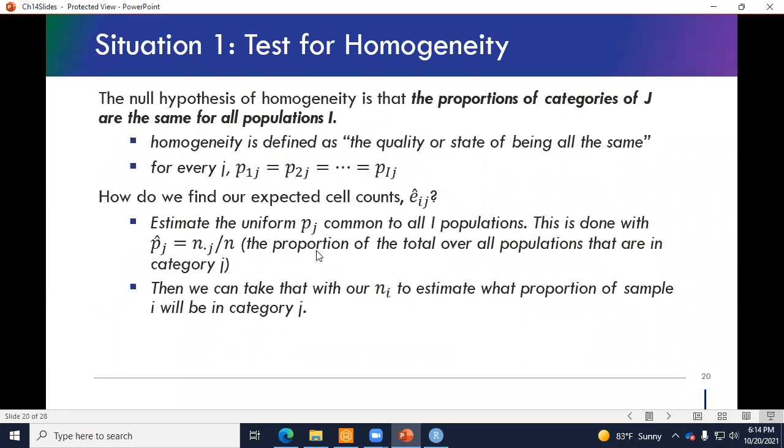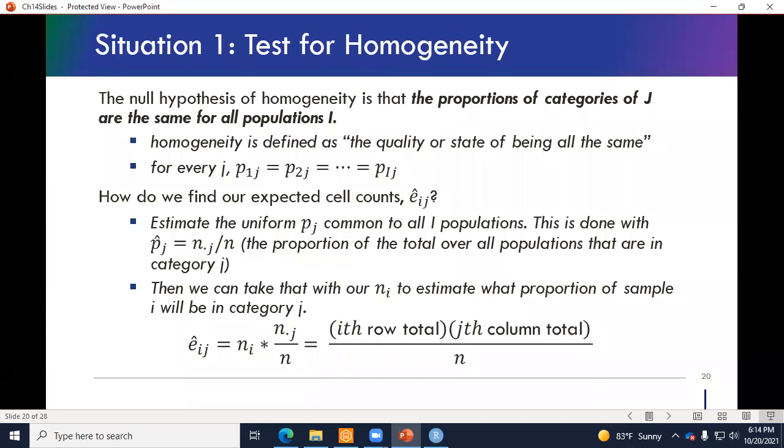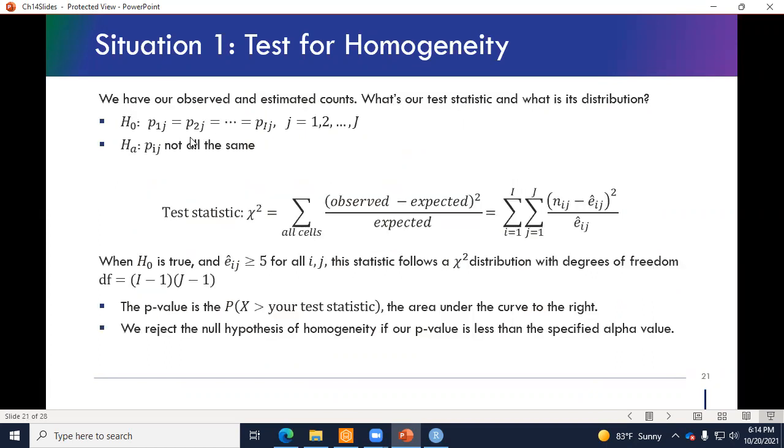So the null hypothesis gives for every column the same proportion or probability for any population, any row, right? Maybe it's easier to say the null hypothesis is that we're assuming they are all the same. The proportions are all the same across the populations.